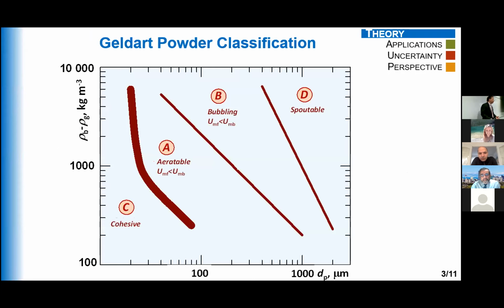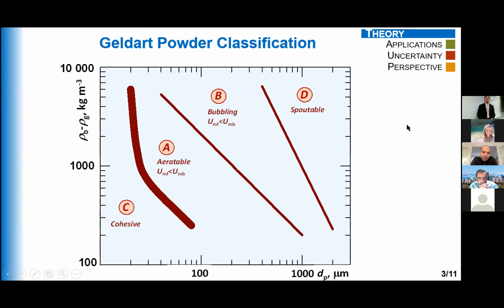To talk about fluidization in general, this is the powder classification. You've got A, B, C, and D, Geldart's classification. Typically for fluidized bed reactors for catalytic reactions, we want an irritable catalyst.